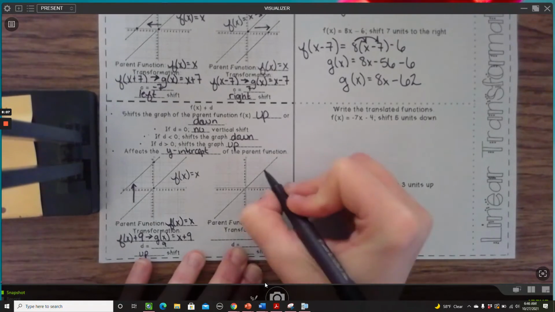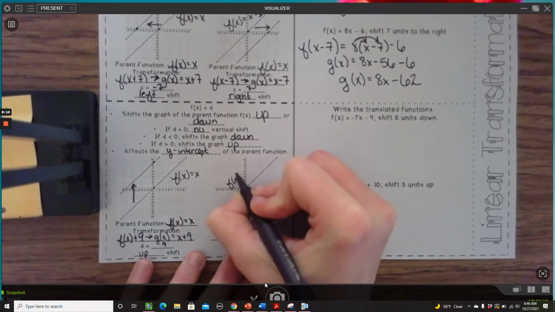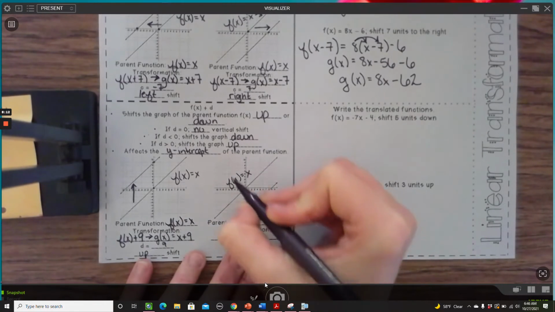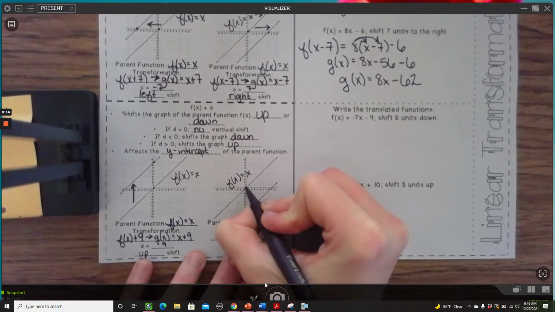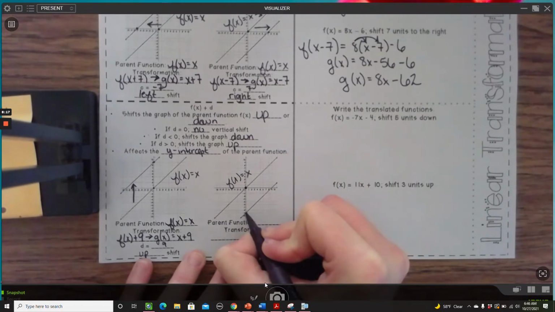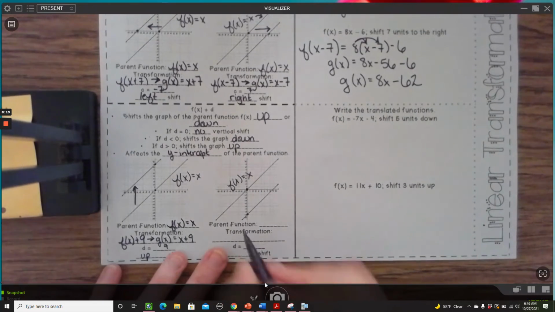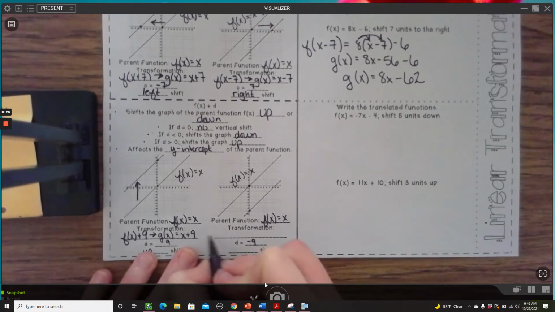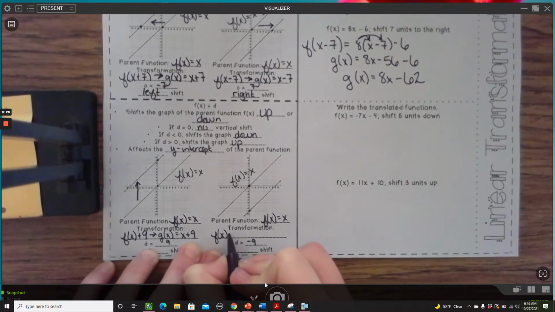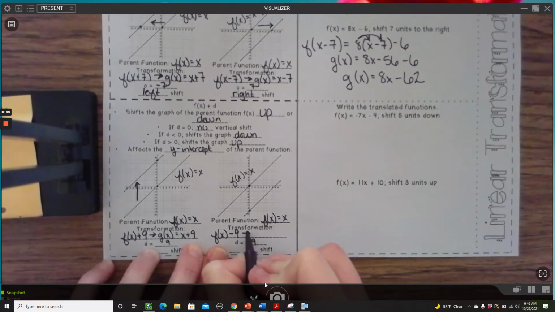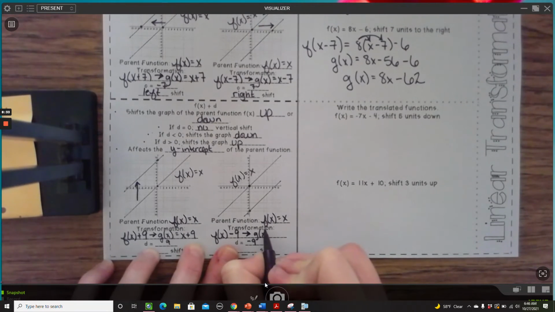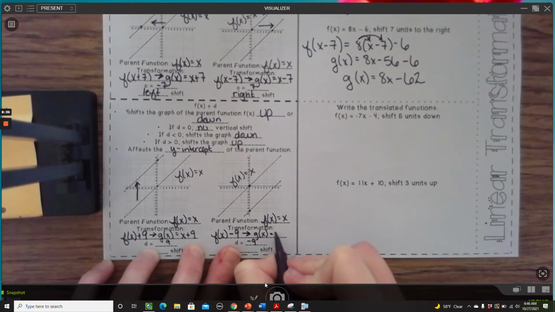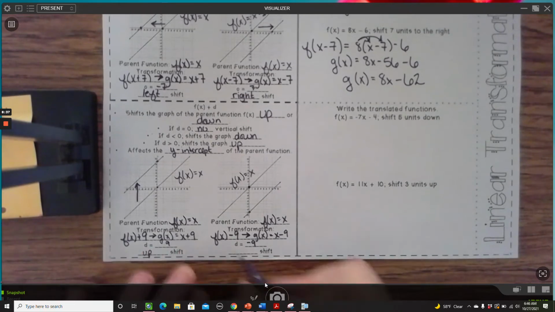All right, here again is f of x equals x. That's my parent function. I'm going to compare the y-intercepts. I went from 0 to negative 9. So that's my d value, negative 9. My parent function is f of x equals x. So my transformation would be f of x minus 9. And so that would turn into g of x equals x minus 9. And that's a downshift.